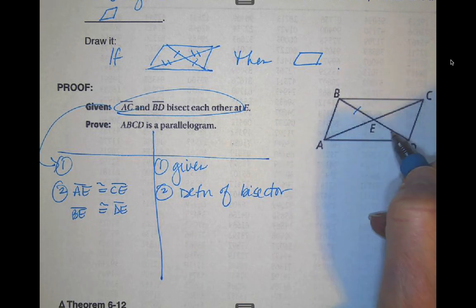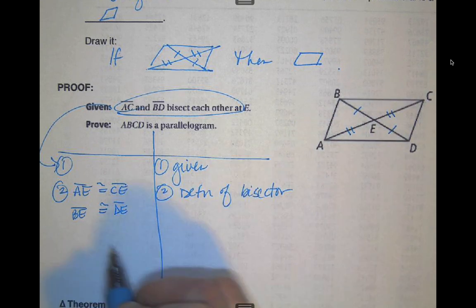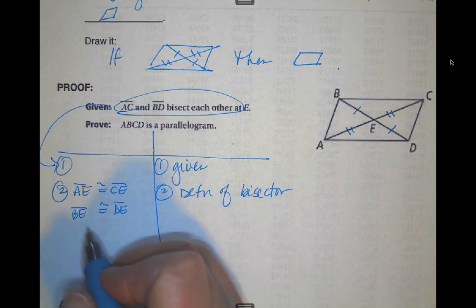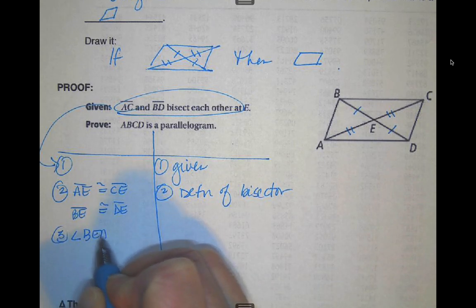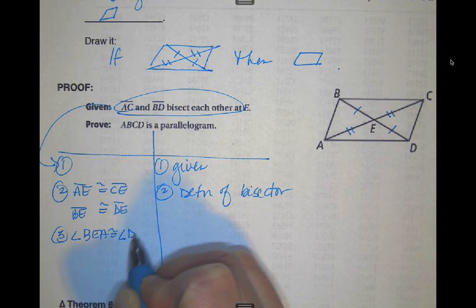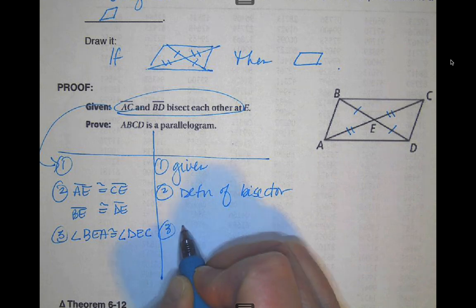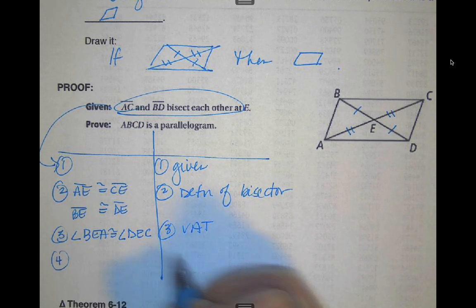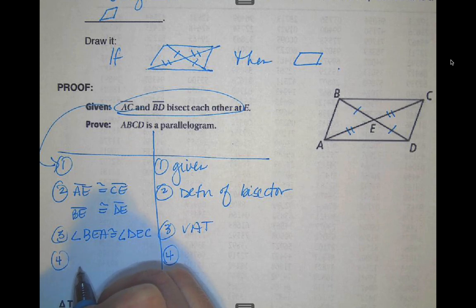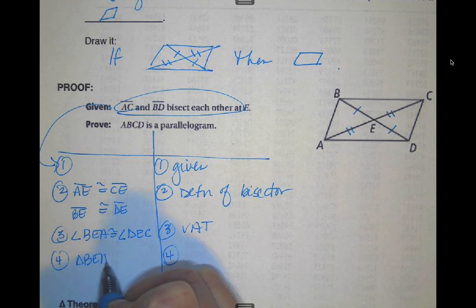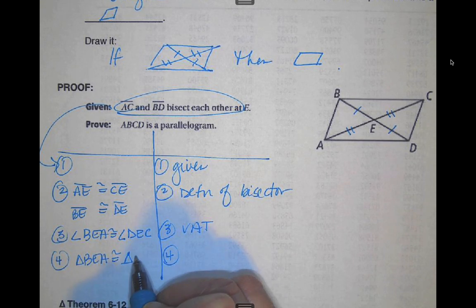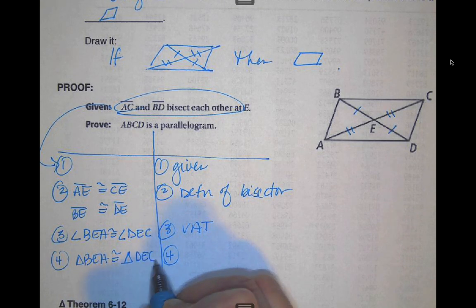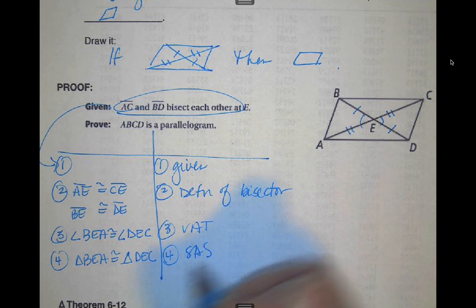So then I know this one here is congruent to this one. And then I also know that angle BEA is congruent to angle DEC because of the vertical angle theorem. And then I would know that triangle BEA is congruent to triangle DEC, because these angles are congruent, by side-angle-side.